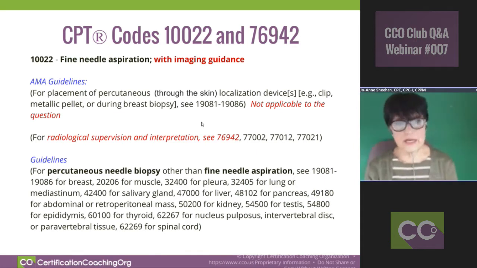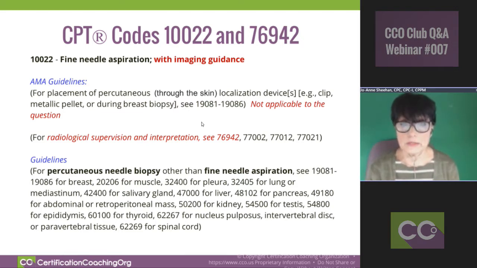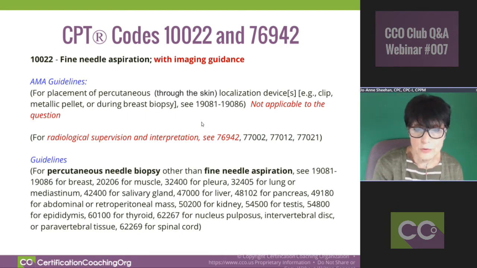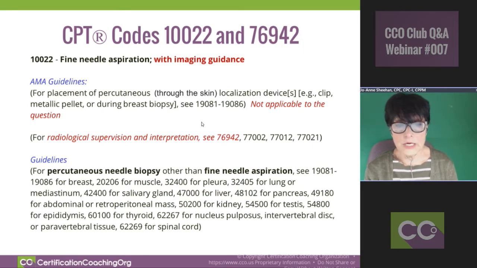And then beneath there are additional guidelines so that if you were coding some type of a percutaneous needle biopsy other than a fine needle aspiration, the CPT book tells you right there in black and white, this is where you have to go to pick the proper code. Don't use 10021 or 10022, okay? And it gives you the whole list. So for the breast, it's 19081 through 19086, and it goes all the way down to the paravertebral tissue, 62269.